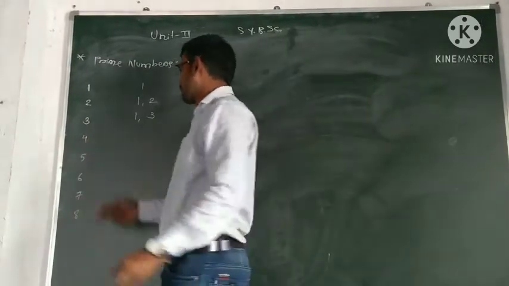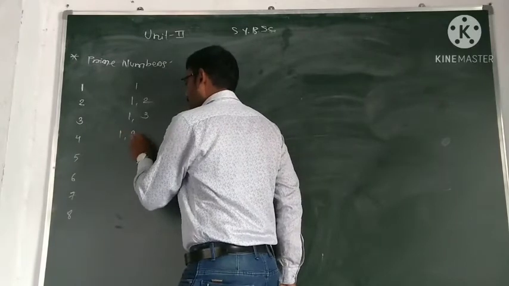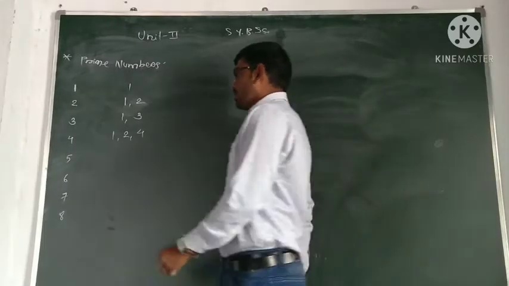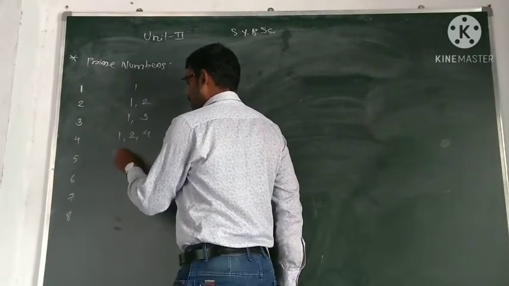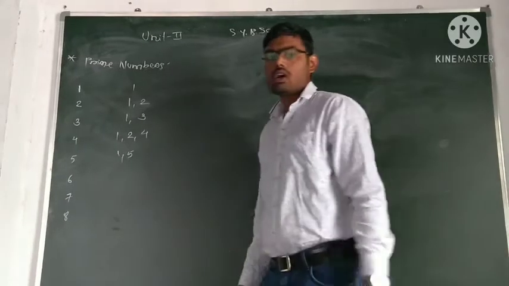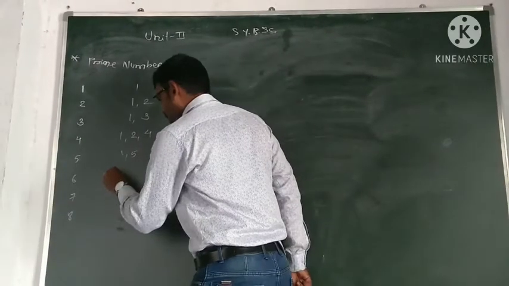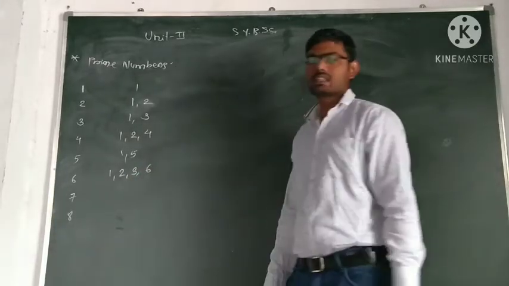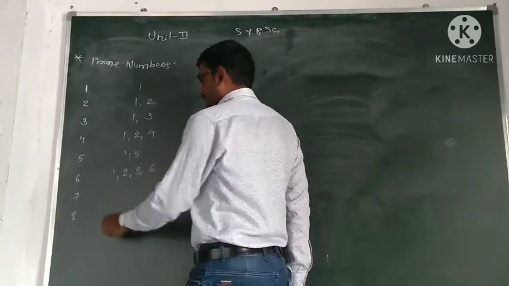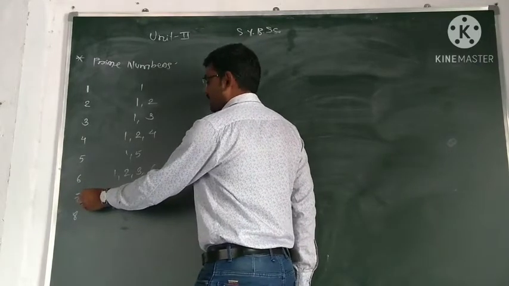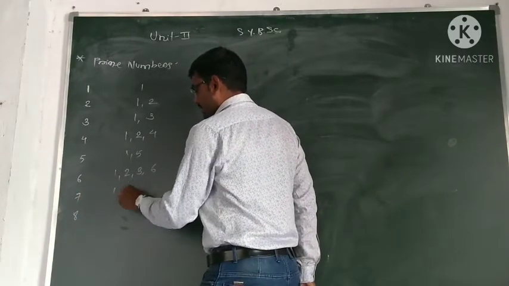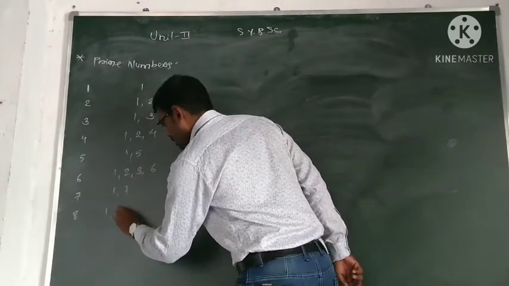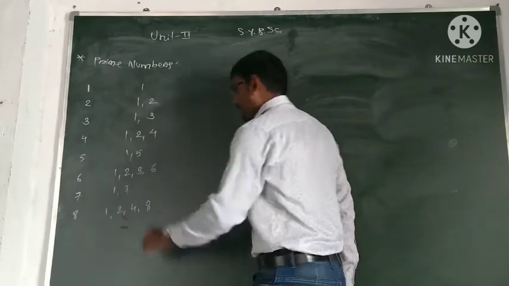What are the divisors of 4? 1 divides 4, 2 divides 4, and 4 also divides 4. There are 3 divisors. What are the divisors of 5? 1 and 5. What are the divisors of 6? 1, 2, 3, and 6. Similarly, the divisors of 7 are only 1 and 7. The divisors of 8 are 1, 2, 4, and 8.